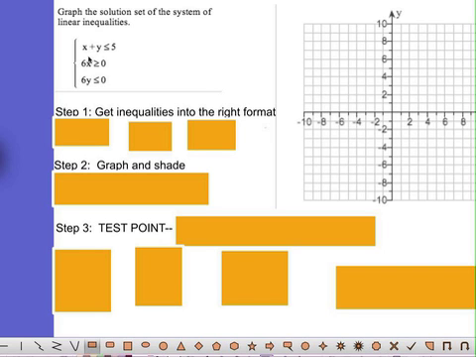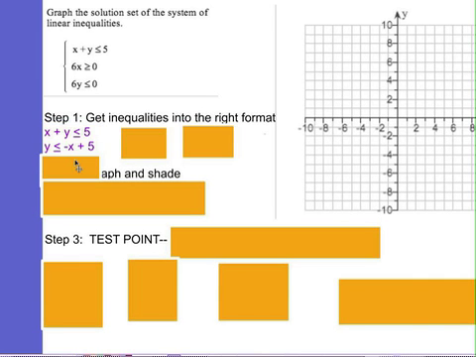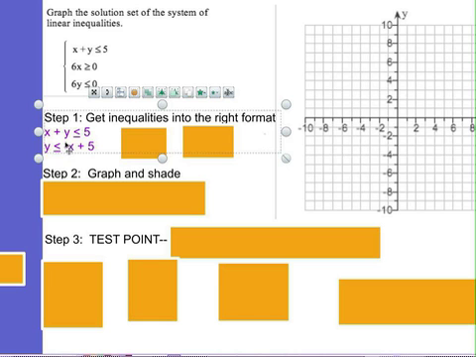In the first inequality, we got to get y by itself. That means moving the x over. When we move the x over, it becomes a -x. So we get y is less than or equal to -x plus 5.